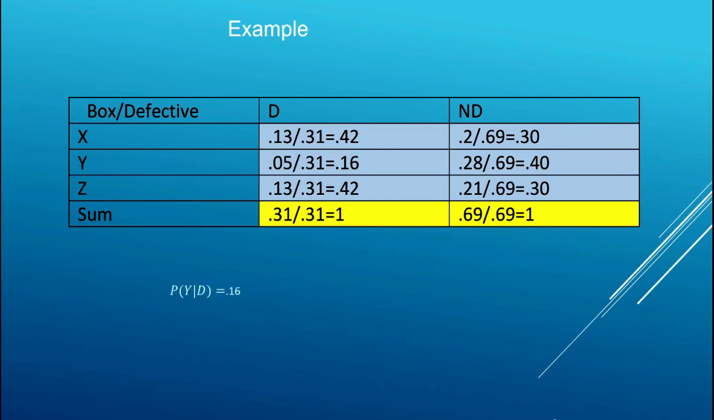Now I can answer questions such as this. What is the probability that I have selected box Y if I know I have a defect? Clearly, looking at the table where I've carried out each one of the calculations, the probability is 16%. So if somebody hands me a light bulb, and they tell me it's defective, I know that I can adjust my probabilities and say now I believe there's a 16% chance that it came from box Y rather than the original 1/3 chance.